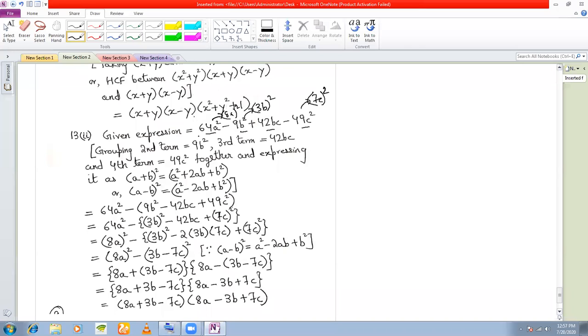So, second term and third term. No, I'm choosing among the perfect squares. Among these 3 I'm choosing. So among the first, second, and fourth, which 2 should I choose? Second and fourth. Exactly. But why second and fourth?